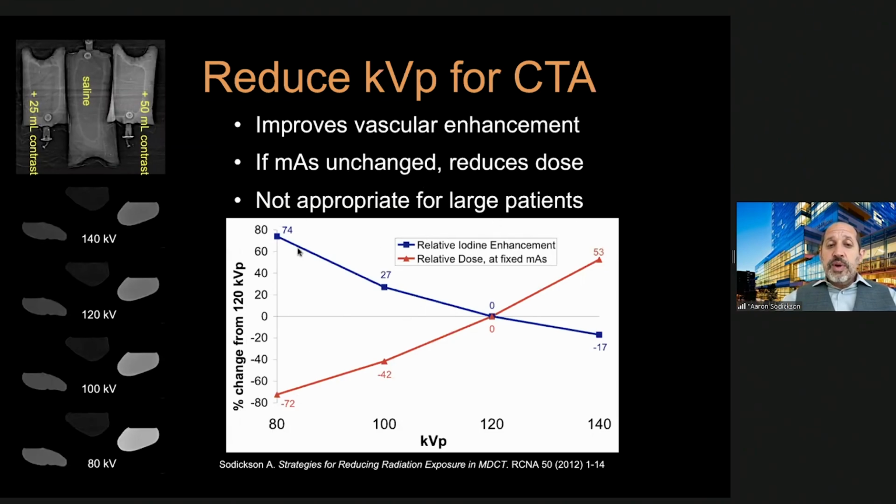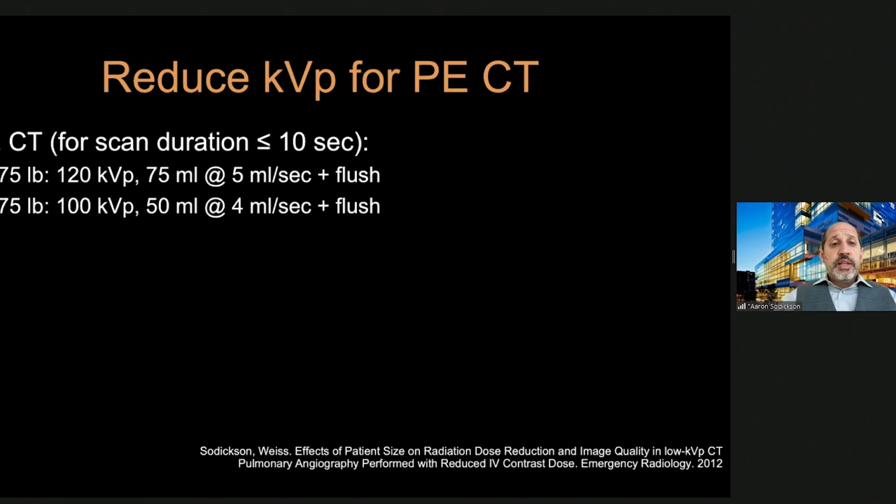So for a while, we tried 80 kV in adult patients, and even though you got blazing IV contrast enhancement, there was so much noise in those images that they were very challenging to read. And so for adult patients, we have settled on 100 kV as our real sweet spot. This is the protocol that we developed for larger patients over 175 pounds, scan at 120 kV, 75 ml of contrast at 5 ml per second with a saline flush.